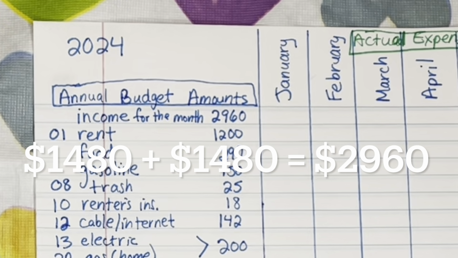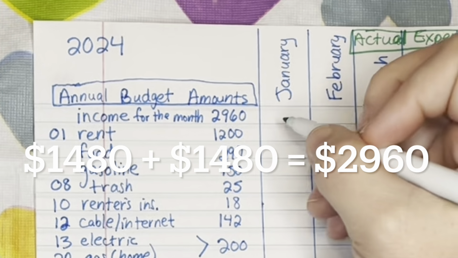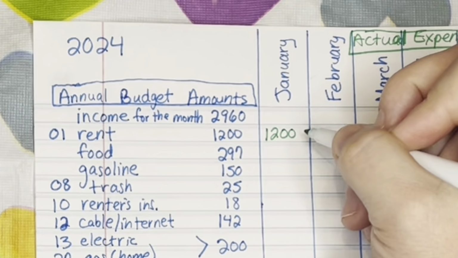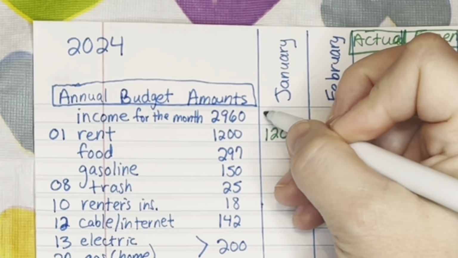Her income for the month, she got 2 paychecks that she's counting in her January budget. One was the paycheck from December 29th, and one was the paycheck from January 15th. Each of those was $1,480. So together that equals $2,960.